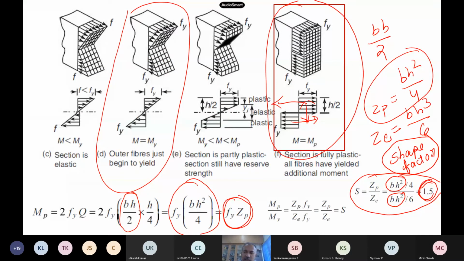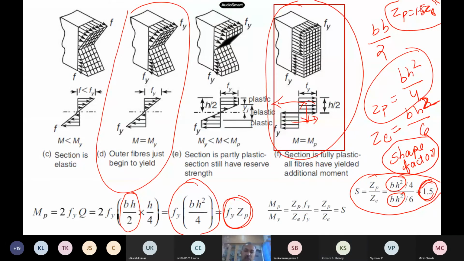Now you tell me, what does it tell us? The shape factor is 1.5. So physically, what is your comment here? What does it tell you? The plastic one is more than the elastic one. So Zp is 1.5 times Ze. So what does it tell you physically? The plastic hinge moment is 1.5 times the yield moment. So that means a beam has how much extra strength? Half of the elastic, 50%.